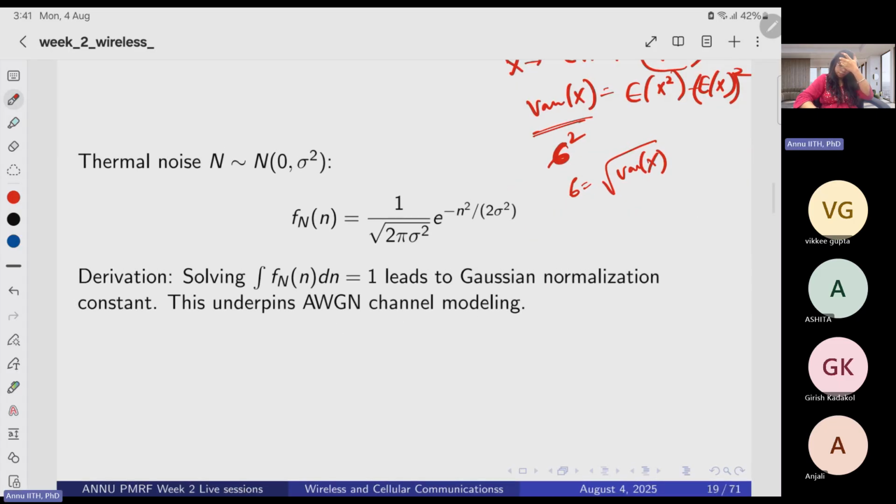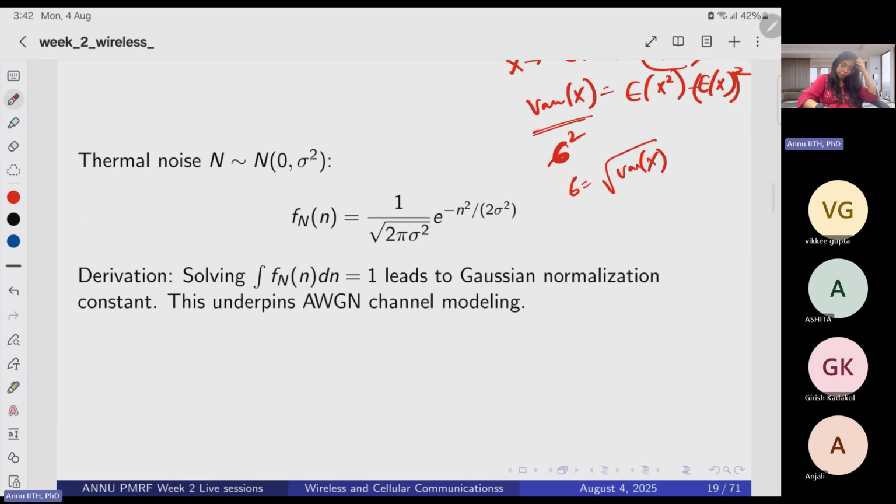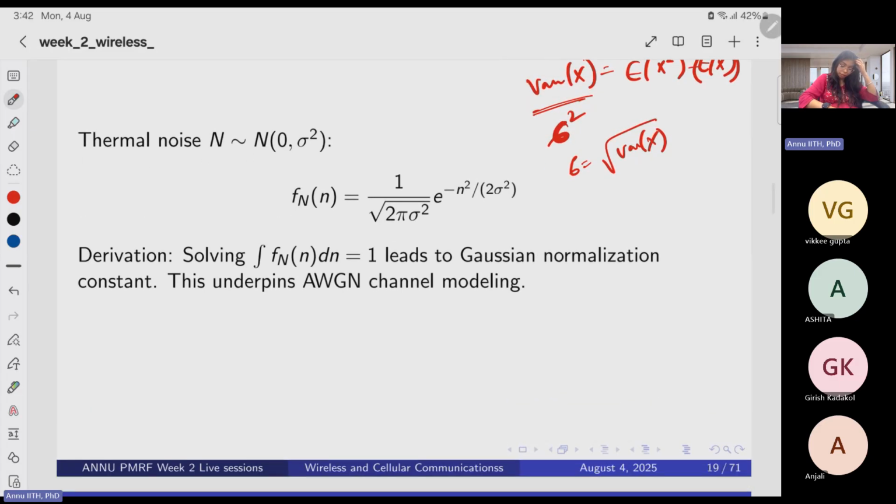So thermal noise, that is by default AWGN, additive white Gaussian noise, and it has zero mean and sigma square as the variance. So every random variable is governed by this. And if it's a Gaussian, then it is 1 by root over 2 pi sigma square, e power minus x square by 2 sigma square. This is another formula that you have to remember by heart.